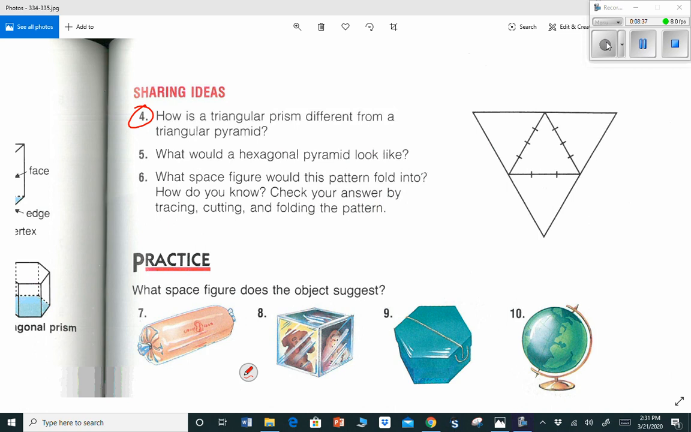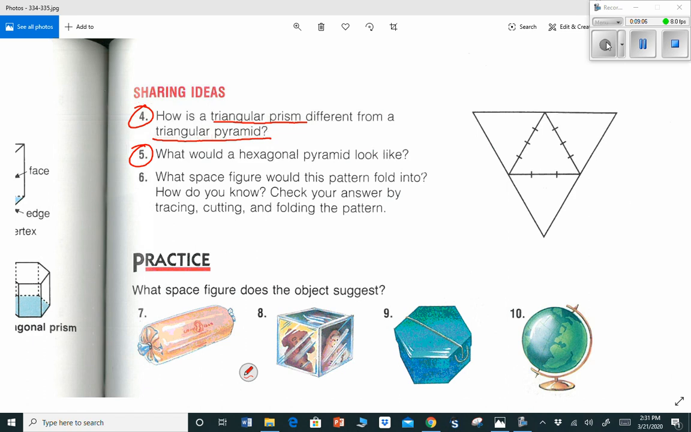Question number 4 asks you, how is a triangular prism different from a triangular pyramid? A triangular prism has a triangle on the top and the bottom, and those two triangles are joined by rectangles. A triangular pyramid has a triangular base also, but its triangular faces then come to a point at the top.